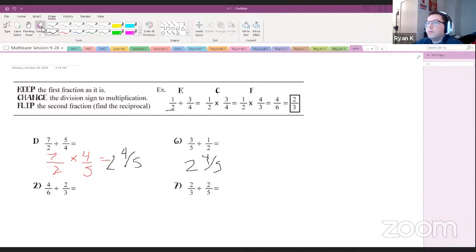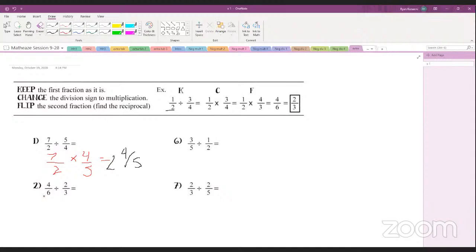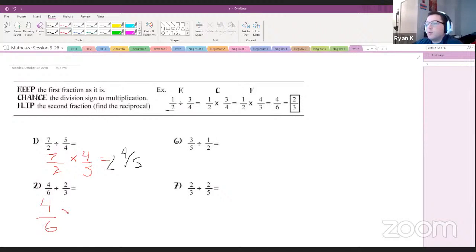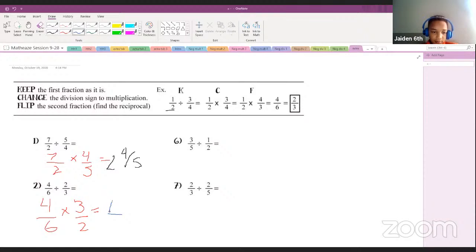All right, how about number 2? Okay. We've got 4/6. We're gonna leave that one alone, changing this to the multiplication sign. We're gonna flip the second one. We've got 4 times 3 for the numerator, which is 12, and 6 times 2 for the denominator, 12. So we got 12 over 12. What's that gonna reduce down to? 1. Perfect.